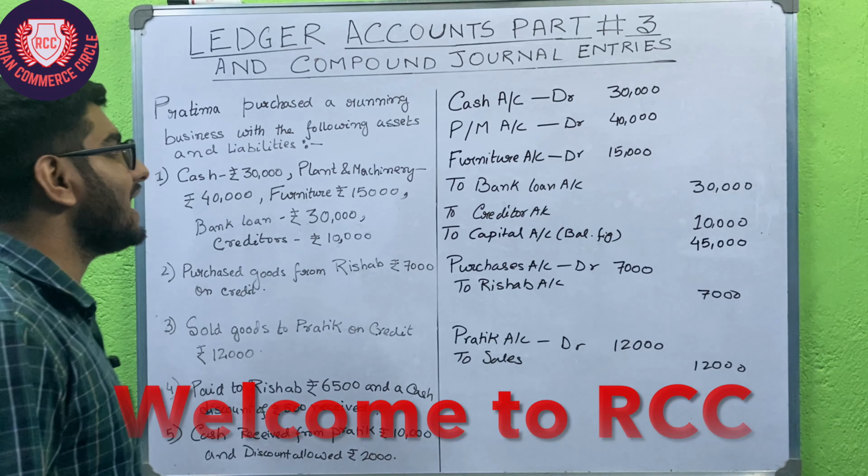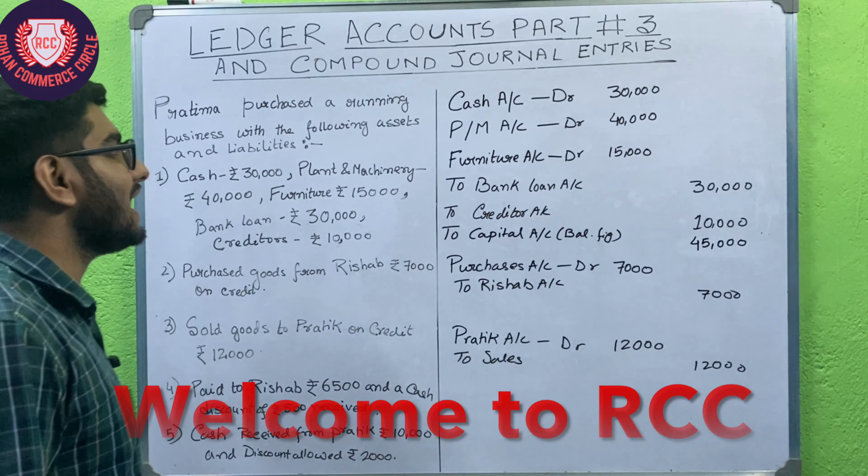Okay, next is bank loan. Bank loan is a credit, so we will write the credit balance. Okay, so by bank loan we will write, by balance BD, we will write 30,000, and creditors account we will write by balance BD, that is 10,000, and on capital we will write by balance BD, that is rupees 45,000.